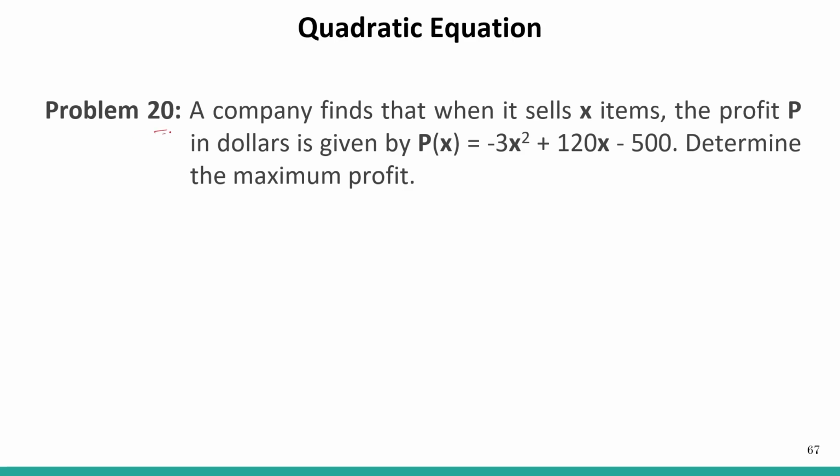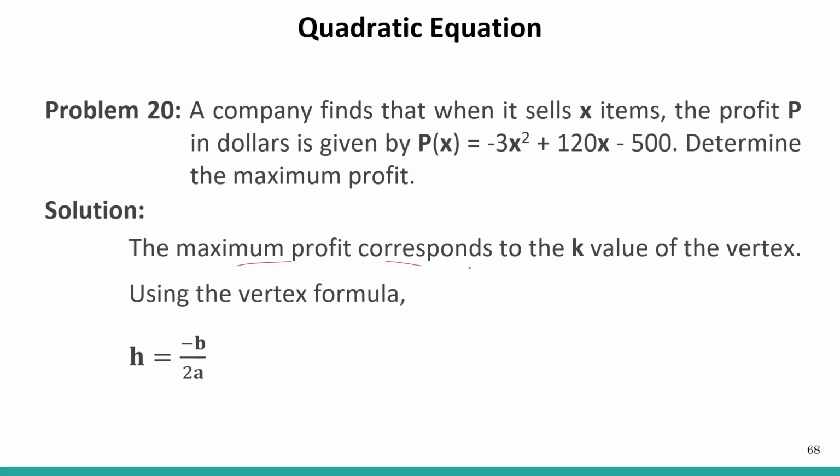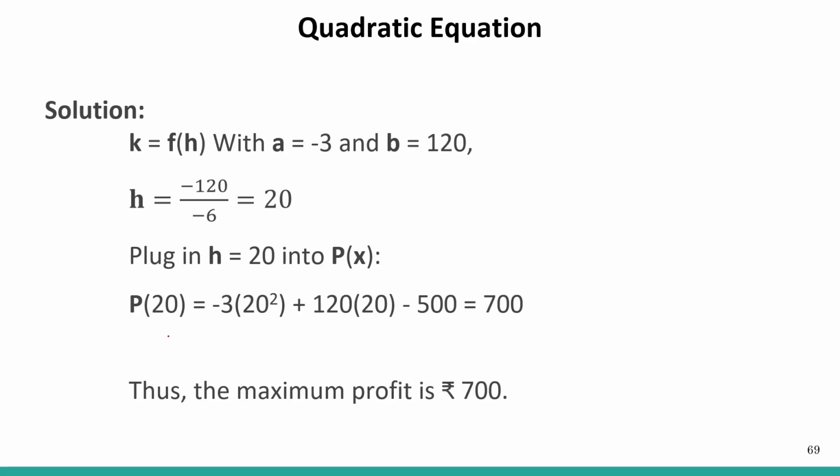Let's see problem number 20. A company finds that when it sells x items, the profit P in dollars is given by P of x is equal to this much. Determine the maximum profit. So the maximum profit corresponds to k. Okay, so using the vertex formula, h is equal to minus b by 2a. So h is equal to minus 120 by minus 6, which is equal to 20. So plugging in h is equal to 20, what we are left with is the maximum profit will be 700.